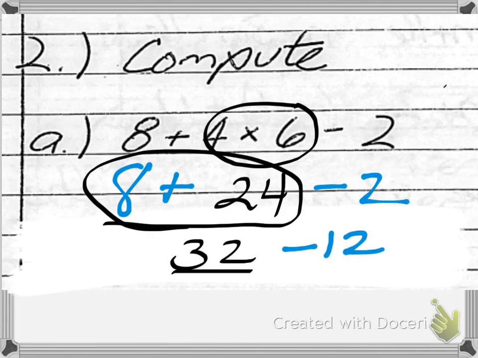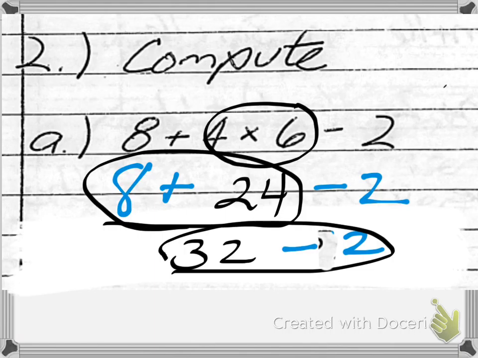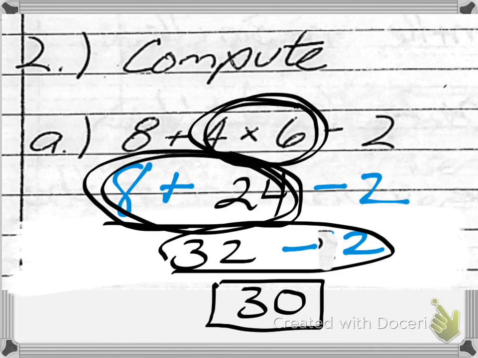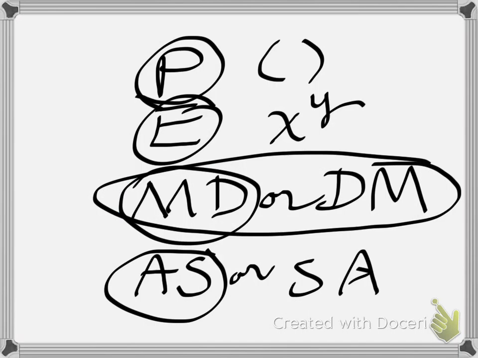And now we do the 32 minus 2. So 32 minus 2 is going to be 30. So once again, multiply, add, and subtract in order. If subtraction had come first, we'd still do the subtraction first, whichever one comes first in adding or subtraction. So we're going to have 30 there.